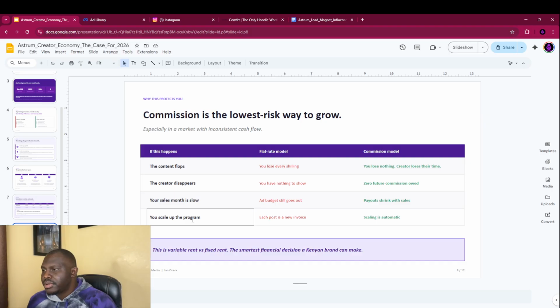You scale up the program. Each post is a new invoice. Scaling is automatic, right? So you see, you have more advantage if something happens, right? You're not wiped out, like most people are completely wiped out. So this is variable rent versus fixed rent, right? The smartest financial decision a Kenyan brand can make.